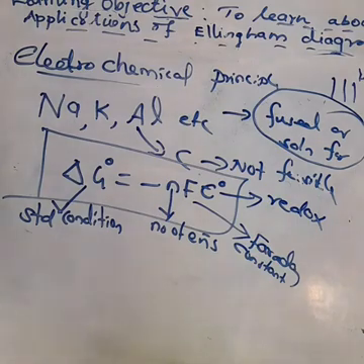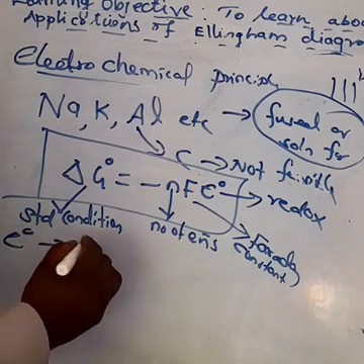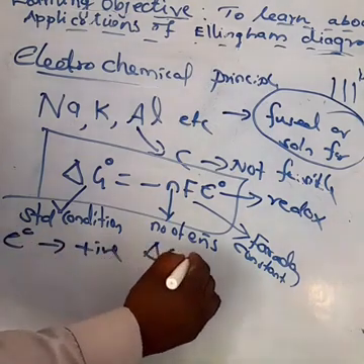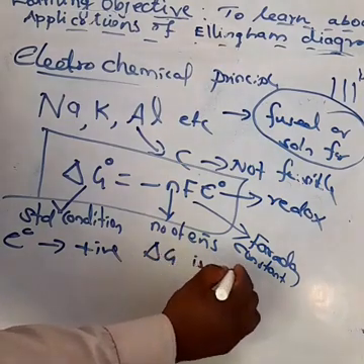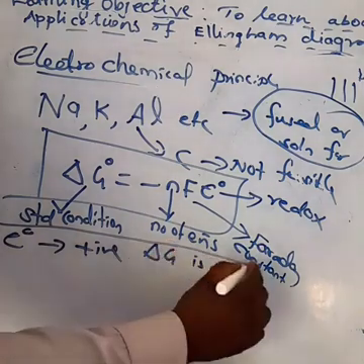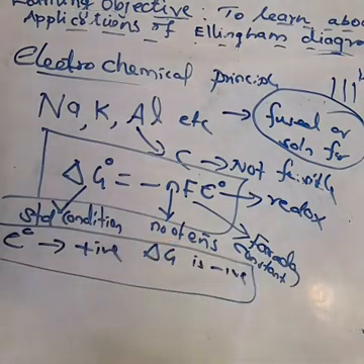Listen, if E naught is positive, then delta G is negative. Don't forget that. If E naught is positive, delta G is negative, and the reduction is spontaneous. Anyhow, one of the redox reactions is planned so that the EMF of the net redox reaction is positive.